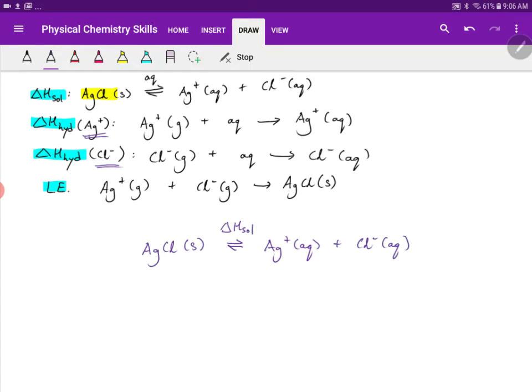The next step is for me to convert my Ag gas to Ag plus aqueous. So I get something like that, Ag plus gaseous to Ag plus aqueous. I also have Cl minus gas over here, which is the third equation that we have seen. So we have completed these first three.